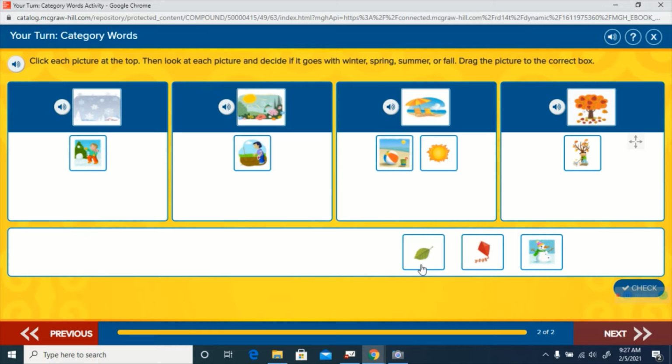When do we usually see that? The leaves come off the trees in the fall. That's why we call it fall sometimes instead of autumn, as the leaves fall down.